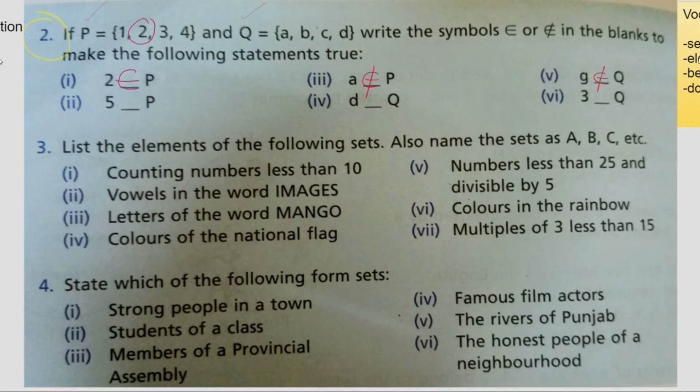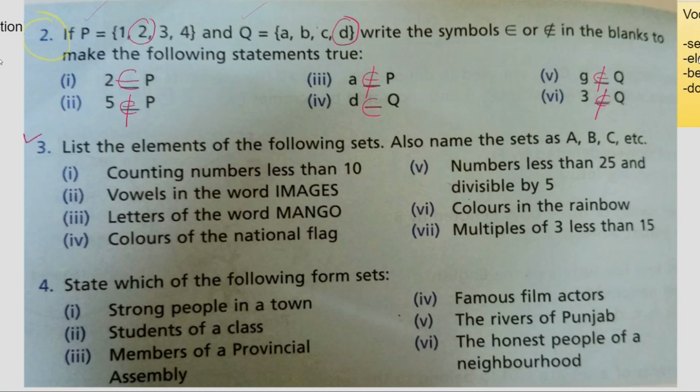5 dash P. Is there any 5 in the set P? No, there is no 5 in set P, so 5 does not belong to set P. And D dash Q. Yes, here is D in set Q, so D belongs to set Q. 3 dash Q. Is there any 3 in the set Q? No, there is no 3 in set Q, so 3 does not belong to set Q.